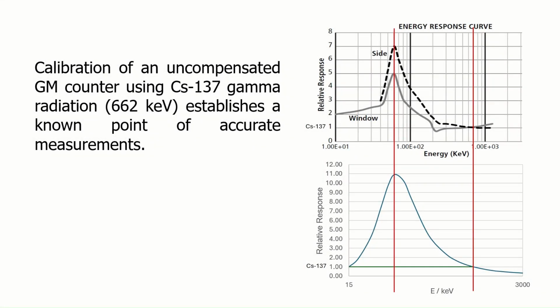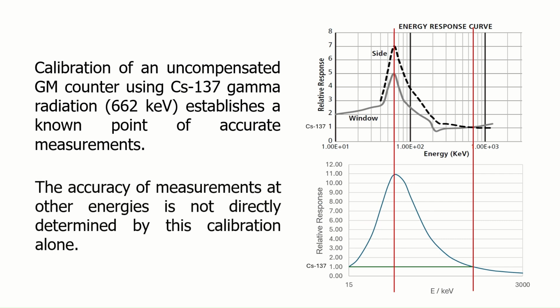Calibration of an uncompensated GM counter using cesium-137 gamma radiation, 662 kiloelectronvolts, establishes a known point of accurate measurements. The accuracy of measurements at other energies is not directly determined by this calibration alone.